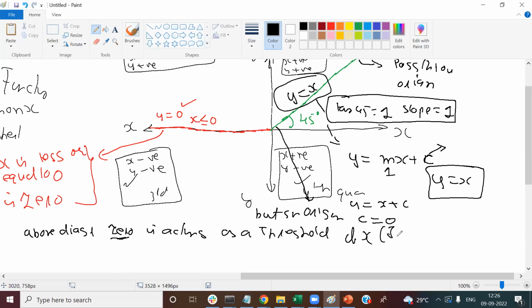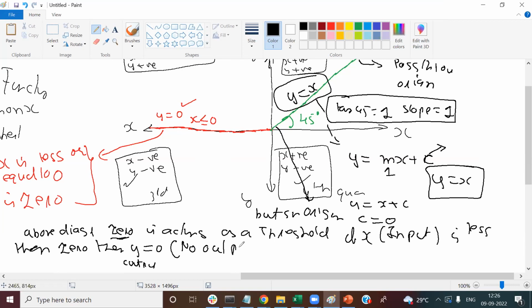If x, and what is x? X is nothing but your input. If x is less than 0, or if it is 0, then y is equal to 0. And what is y? Y is nothing but your output. If your input is less than or equal to 0, it means no output is generated. So zero output means no output. It means this information is not significant. वो information मेरे लिए significant नहीं है. I can ignore that information.